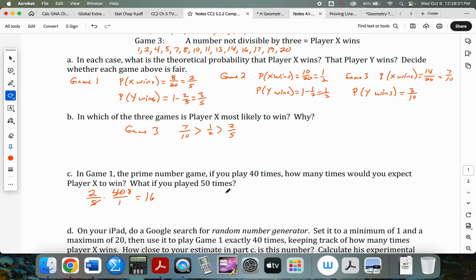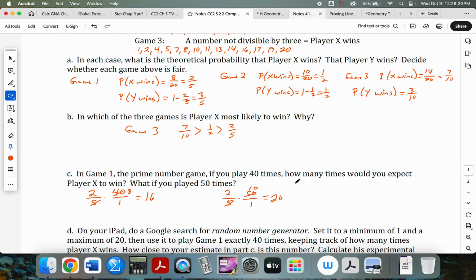For 50 times, we would take 2/5 times 50 over 1. 5 goes into 50 10 times. You would expect player X to win 20 times.